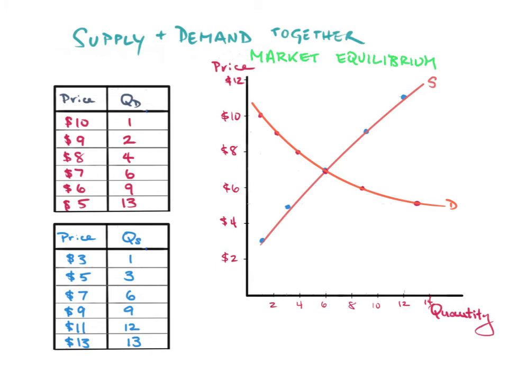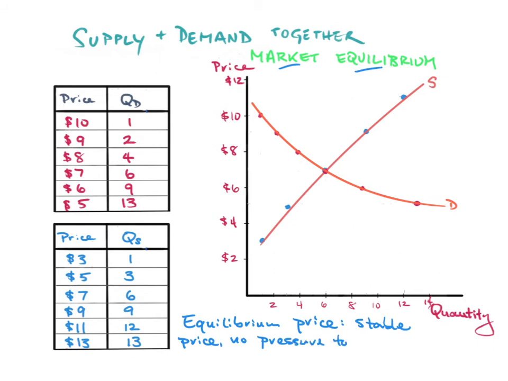Okay, so market equilibrium is our idea of kind of a stable market. And in particular, the equilibrium price is a stable price where there's no pressure to increase or reduce the price. And that's what we call an equilibrium price.